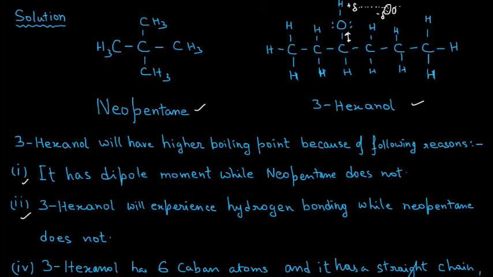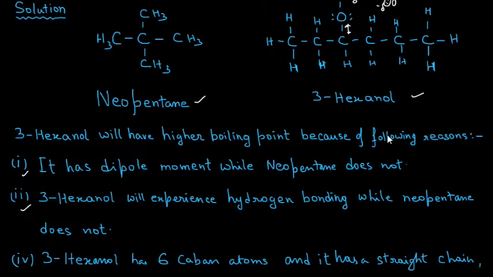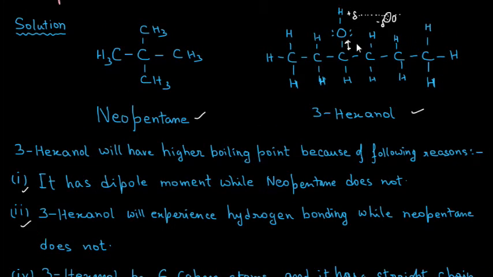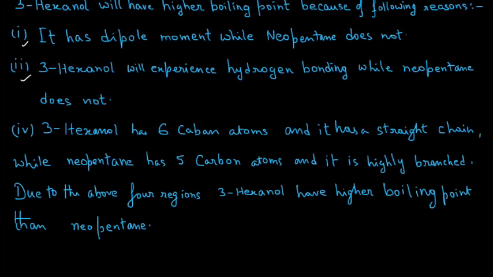And third is, 3-hexanol is in a straight chain, whereas neopentane is in a branched chain. So it has more surface area to interact, so it will possess more boiling point or melting point. So the third reason, 3-hexanol has 6 carbon atoms and it is a straight chain, while neopentane has 5 carbon atoms. In terms of carbon atoms also, 3-hexanol is more, it has 6 carbon atoms.